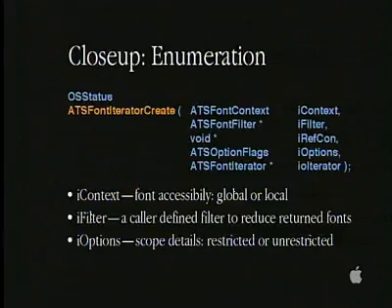This is a close-up of font enumeration. We have the font iterator creator for ATS, and the key parameters that I'd like to point out to you here are the context, the filter, and the options. Similar to activation, the context is used to specify the accessibility of the fonts you want to look at. It's different in the sense that you are using it in conjunction with an option bit to restrict or unrestrict the accessibility that you want. So the option bits have a synergy with the context, and you can restrict or unrestrict it.